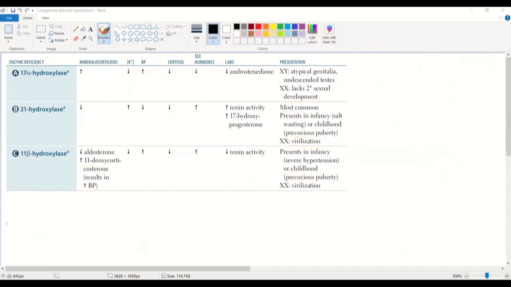I'm changing the slide now. I'm moving toward some pharmacological management of hypertension. The mechanisms of these drugs are again important.